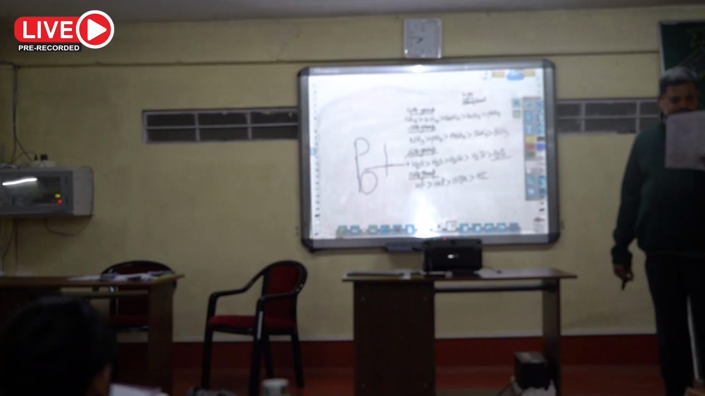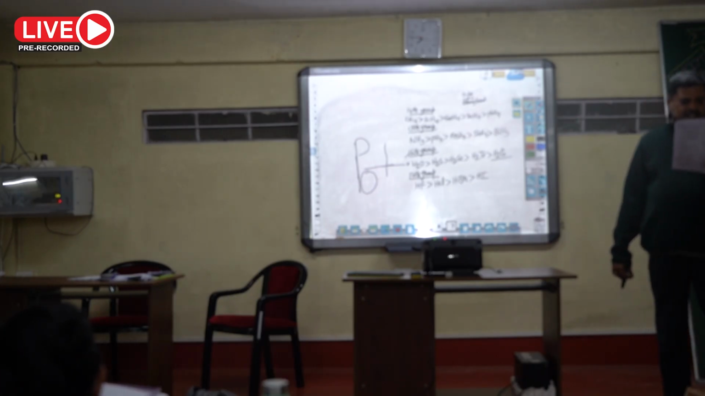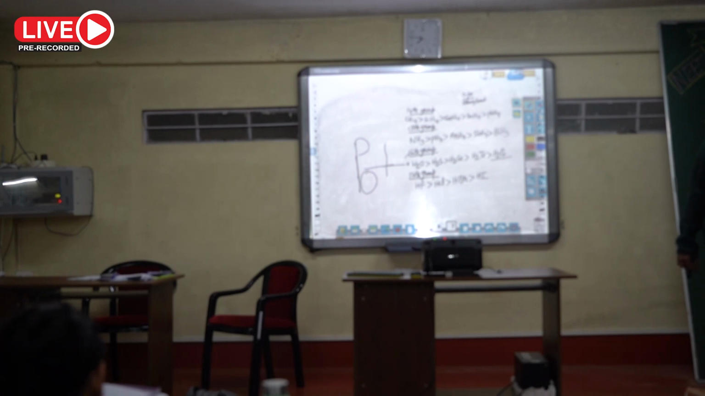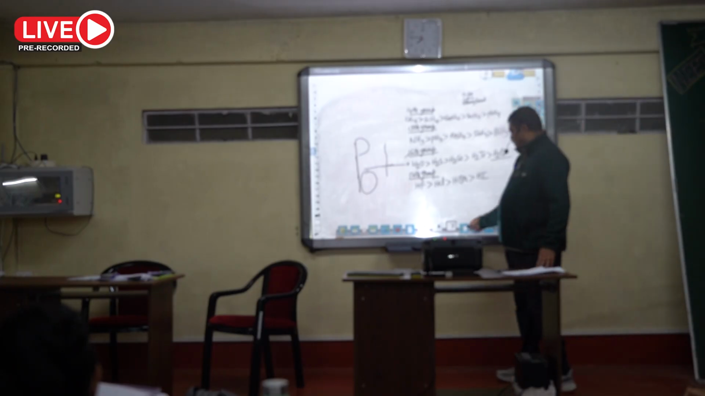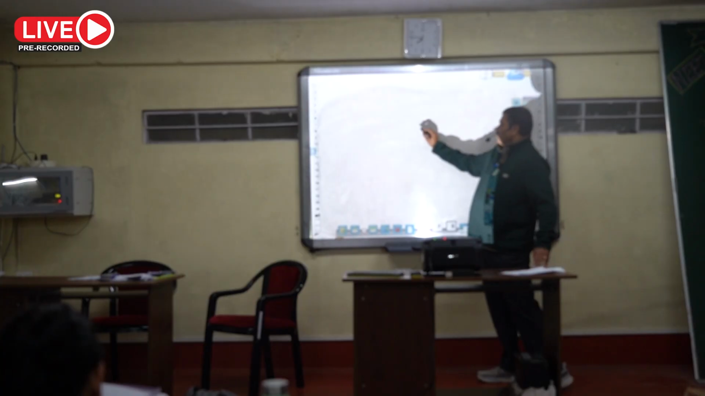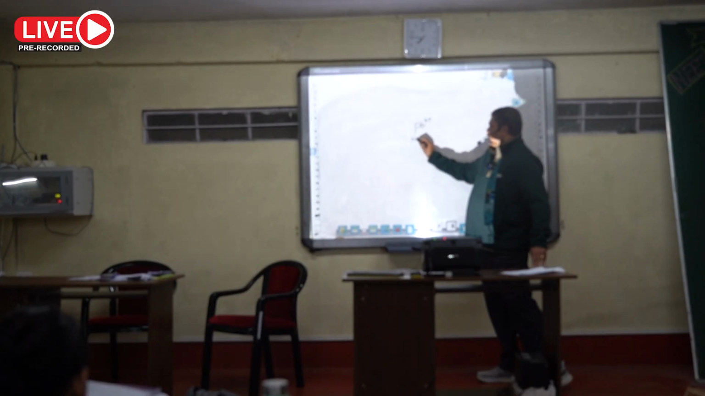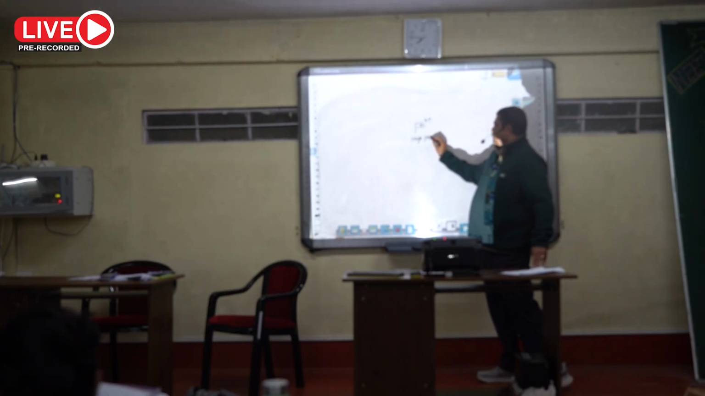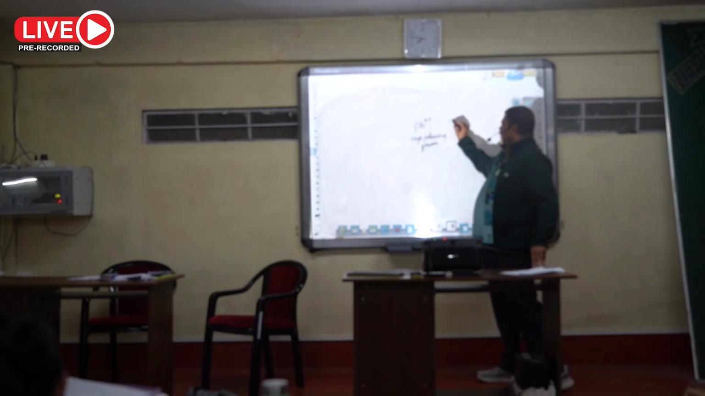Next question. Which of the following is an incorrect statement? PbF4 is covalent in nature. That itself is incorrect because Pb in the +4 state has high polarizing power, but F minus has the lowest polarizability.